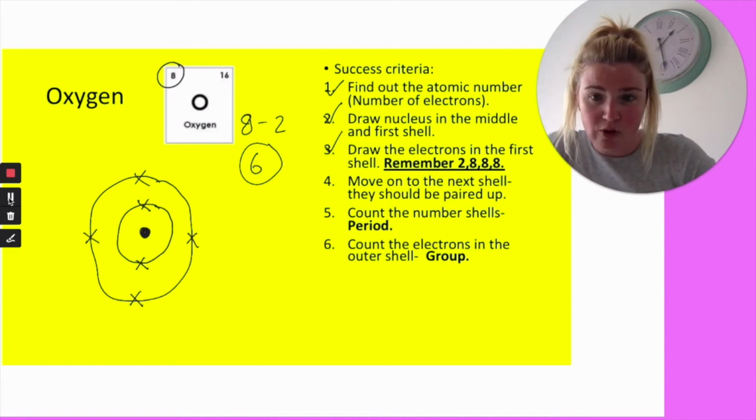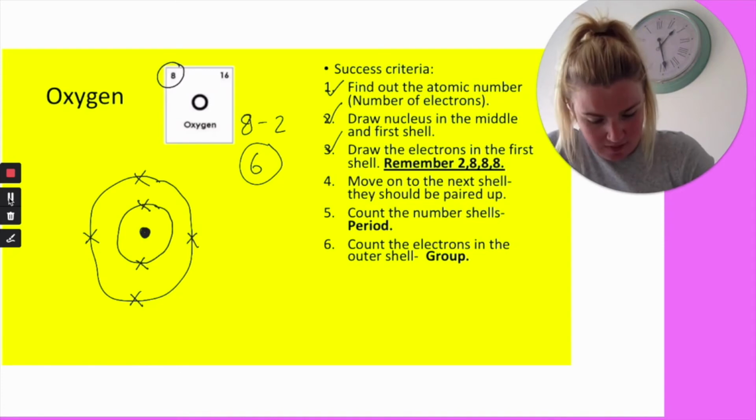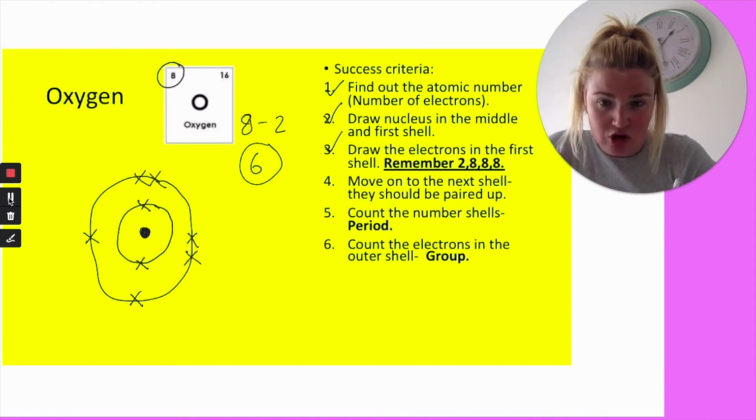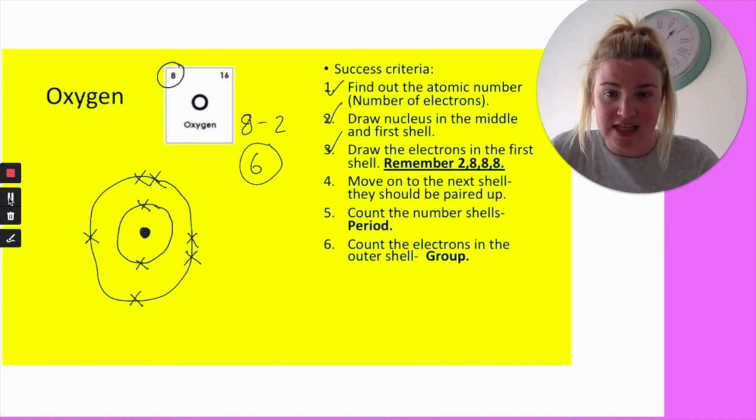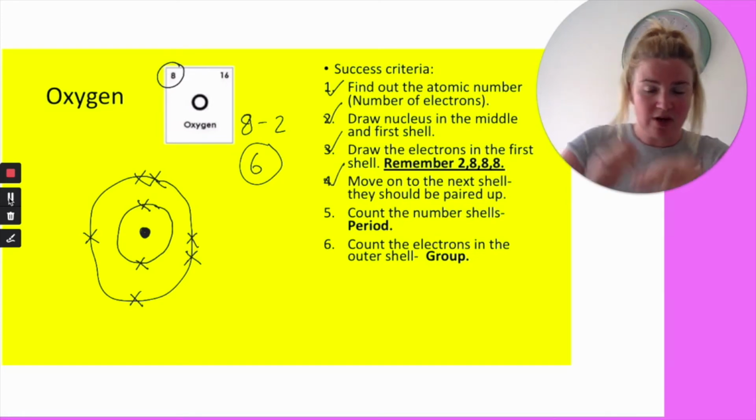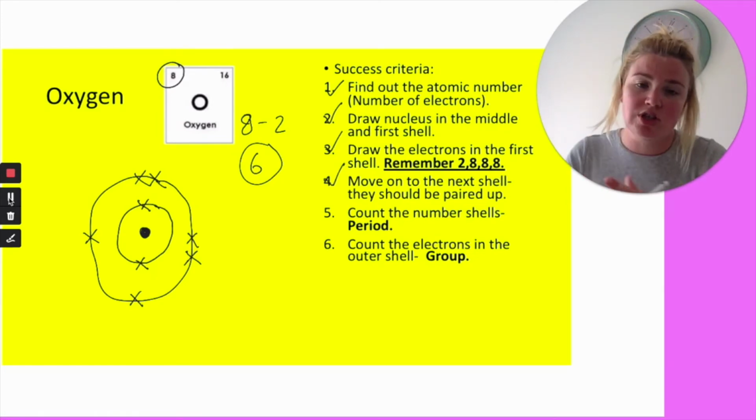I've only got 4 now. 8 can fit in this shell, so I'm then going to pair them up. So I'm going to do 2 there and 2 there. You've still got 2 that are unpaired, but that's fine because you've got 6 electrons in your next shell, okay? So make sure you're focusing on that. Sometimes you'll have to draw another shell, but don't worry about that because the oxygen doesn't need that.